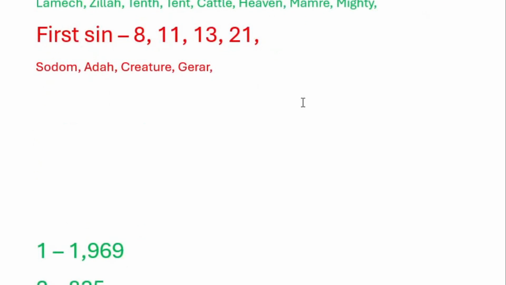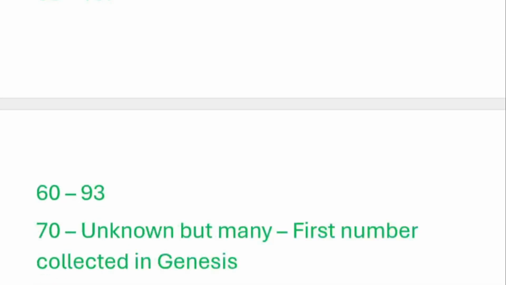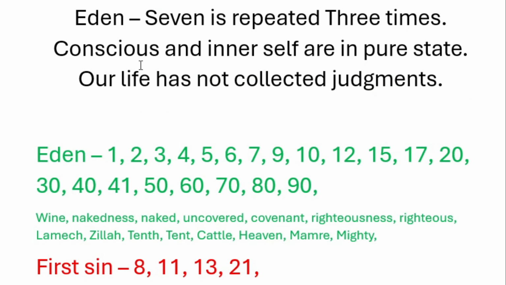But I will tell you as we go through here that these 22 numbers, which we're going to find in Genesis and analog farms, are repeated. Those 22 numbers over 6,052 times in the Bible. They're actually doing something here that is creating a numbering grid pattern that is super hard to see. I'll just say that for now. But let's go see how we're gathering these up to begin with.